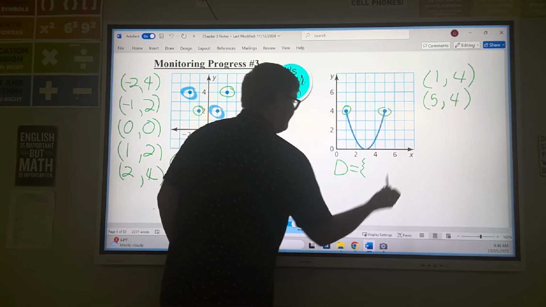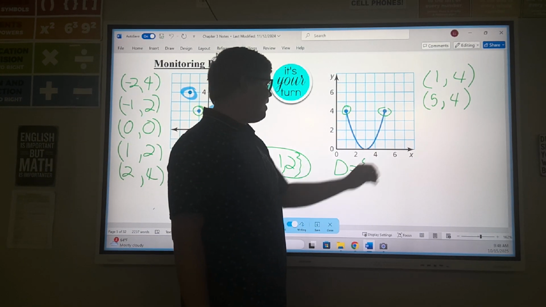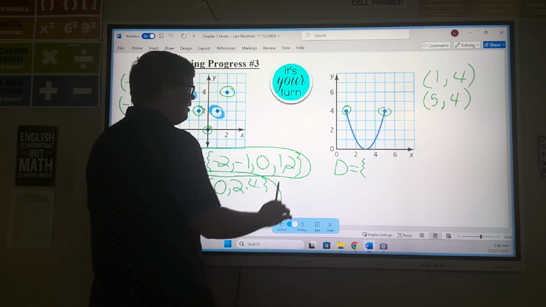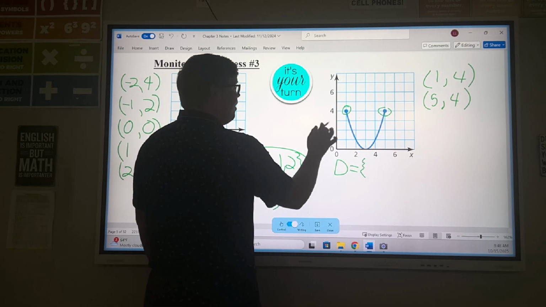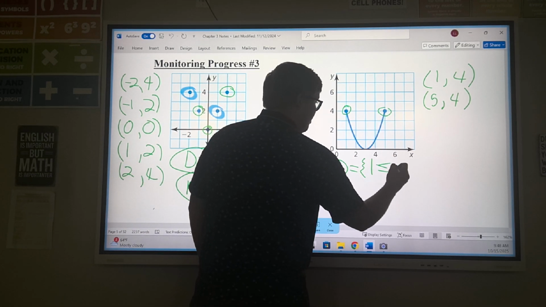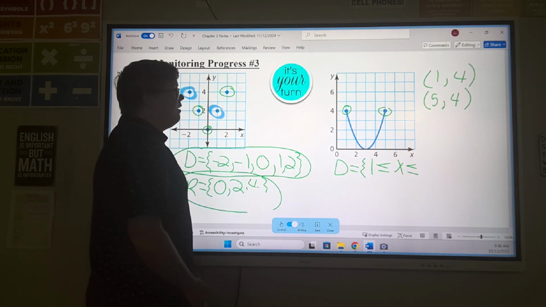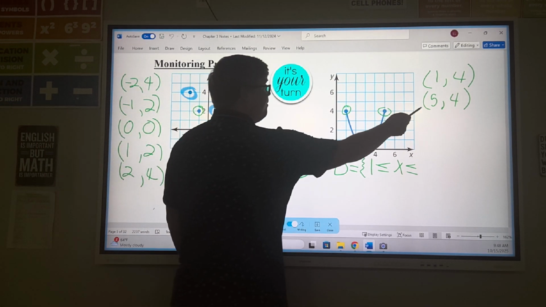Our domain, again, is from left to right. So when we look, the farthest left our graph goes is 1, which matches our x value. So we have 1. We have closed circles. We put our x. The farthest right it goes is 5, which also matches our x value.